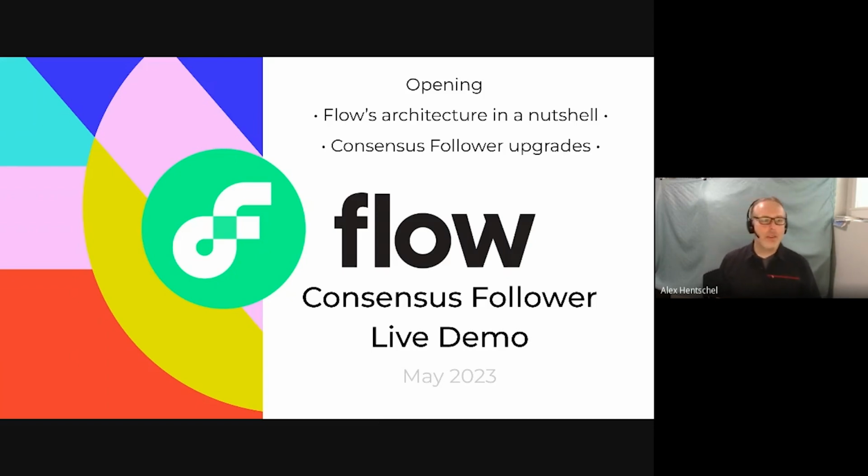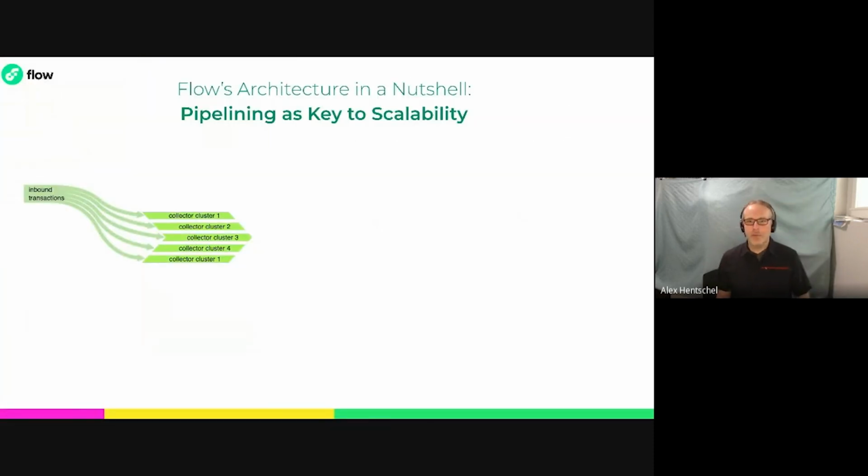So, the first thing I'm going to do is briefly recap Flow's architecture, so we're all on the same page and have the context for the second topic, which I'm then going to talk about, which is the consensus follower upgrades and what they mean and a little bit on how they work. Let's see how we do with time, and I might adjust the depth of how far I get into stuff depending on how we do on time. All right. So Flow's architecture in a nutshell.